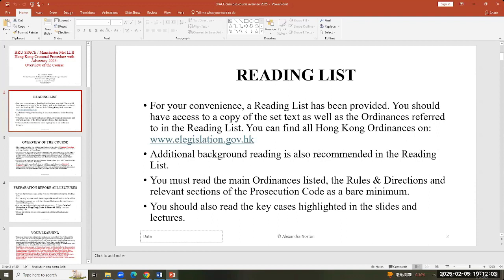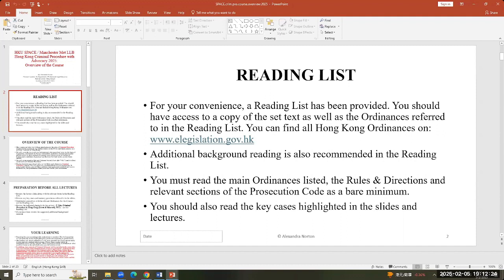You should be able to find all of the ordinances you need on the Hong Kong Bilingual Laws website, the e-legislation link. And also Amanda Whitfort's book on criminal procedure in Hong Kong is a really good practitioner text, so that has lots of useful tips in it as well.